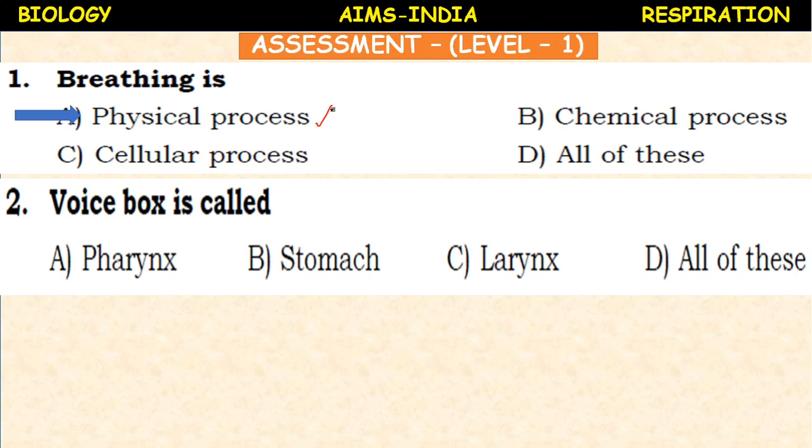Voice box is called what? Pharynx, stomata, larynx, or all of these. Larynx is called the voice box. Why is it called the voice box? Because the larynx possesses vocal cords which vibrate when we inhale and exhale. The moving air will vibrate the larynx, which will produce the sound.